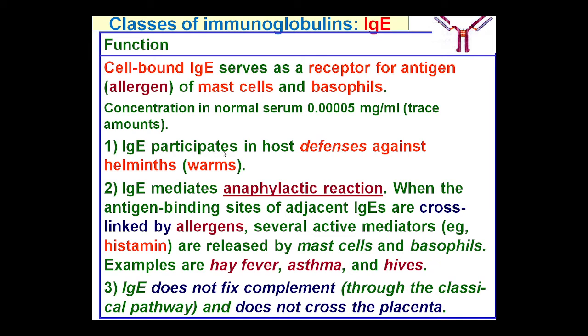Immunoglobulin E, cell-bound immunoglobulin E, participates in host defense against helminths. How? When a helminth is attached to the epithelial cells of our intestine, immunoglobulin E binds to the antigens or allergens of these helminths in the submucous membrane, and this contact causes release of histamine and other biologically active substances from this mast cell in the place where the worm is attached to the epithelium.